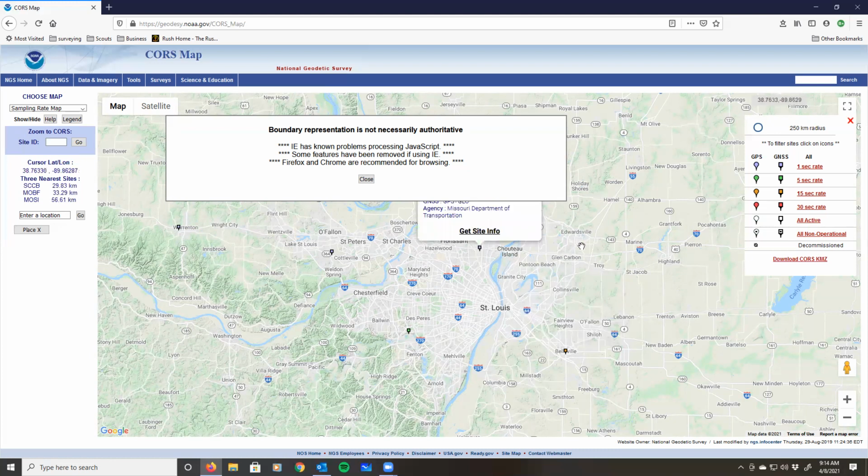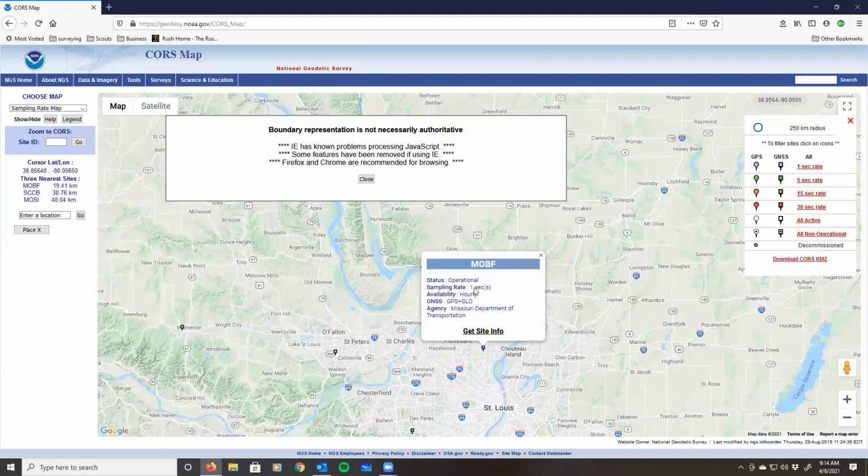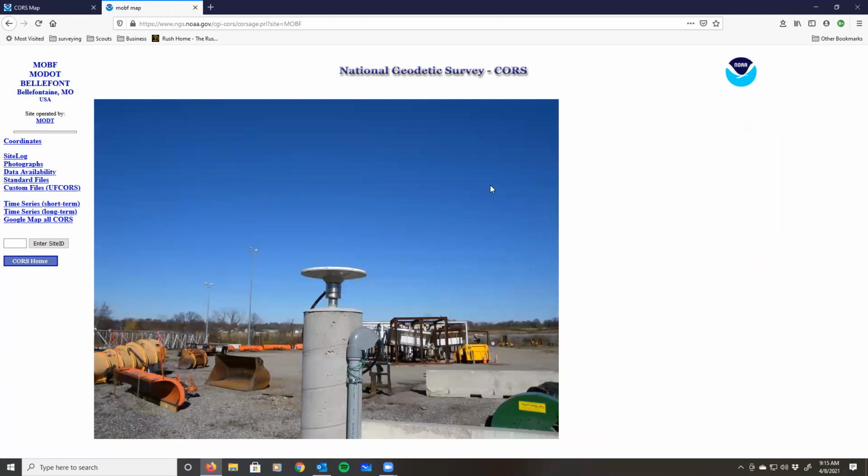This is Missouri Department of Transportation. It's currently operational every second. Its availability is hourly. You can get GPS and GLO information from Missouri Department of Transportation. So for example, you can get the site information. It shows the pictures of the antenna.